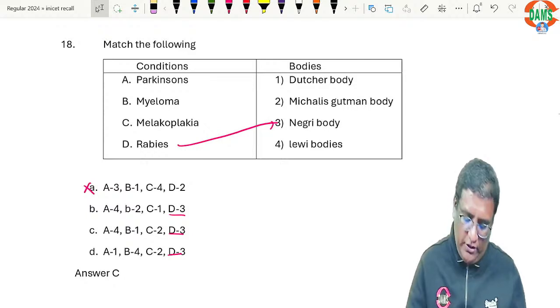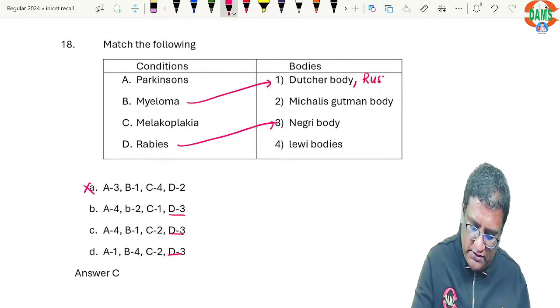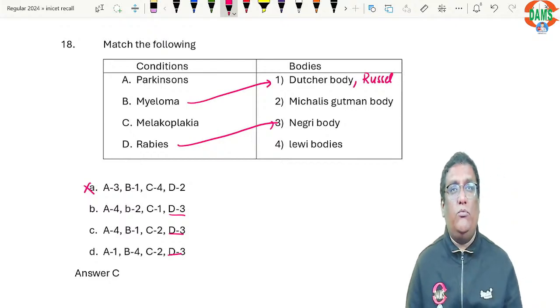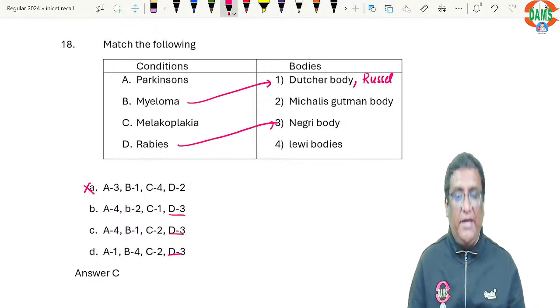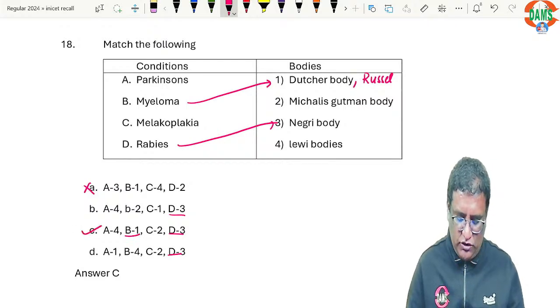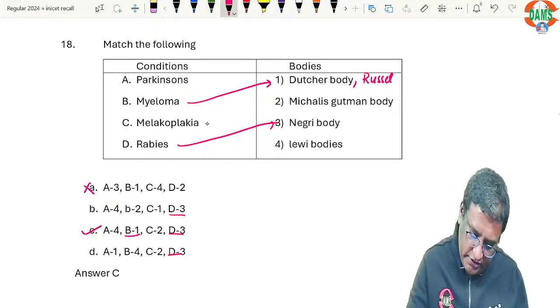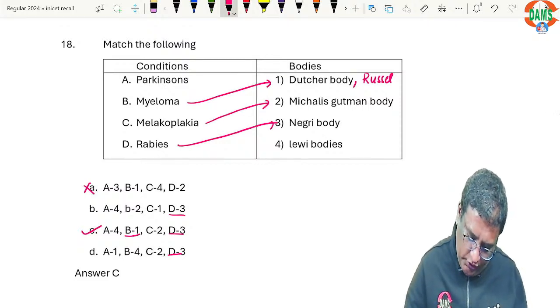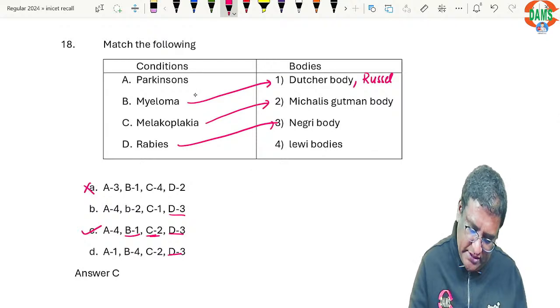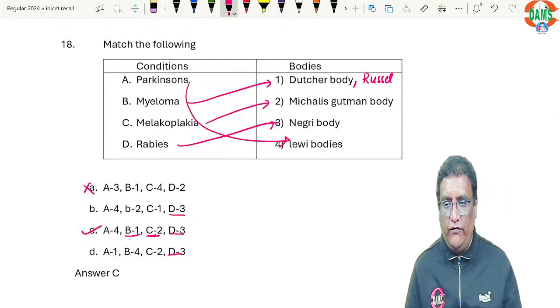Then myeloma. Myeloma will show Dutcher bodies and Russell bodies. Russell bodies and Dutcher bodies will be seen in myeloma, B1. Okay, only one option now. Answer is option C. Malakoplakia will show Michaelis-Gutmann bodies, C2. Correct. And Parkinson will be showing Lewy bodies, A4.